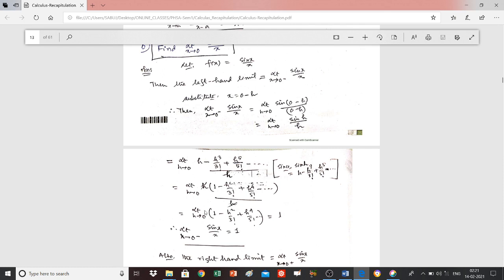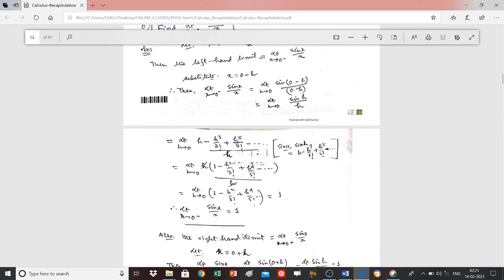Just simplify it. Then as h tends to 0, we get 1 minus h square by 3 factorial plus h to the 4 by 5 factorial, and all other terms. Using the value of h, that is equal to 1. So limit x tends to 0 minus sine x by x is equal to 1. So it is finite. In a similar way, if you wish, you can find the value of the right hand limit, and that will also be equal to this.